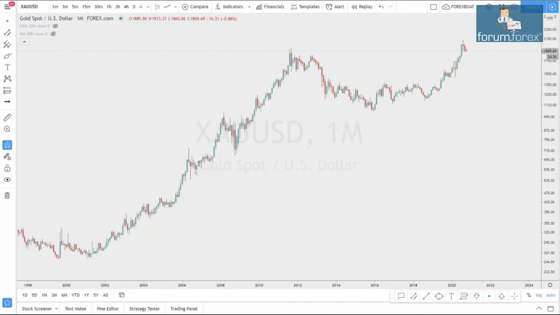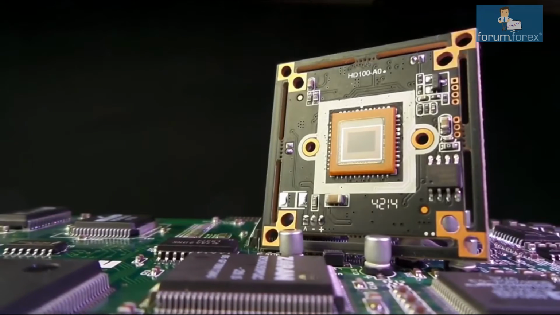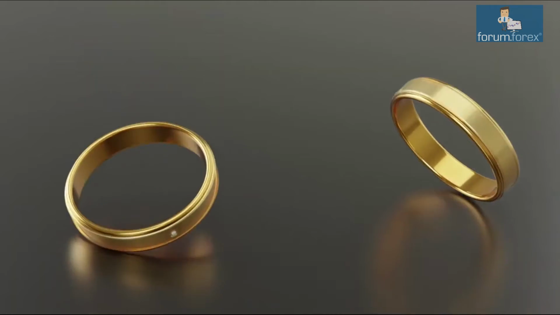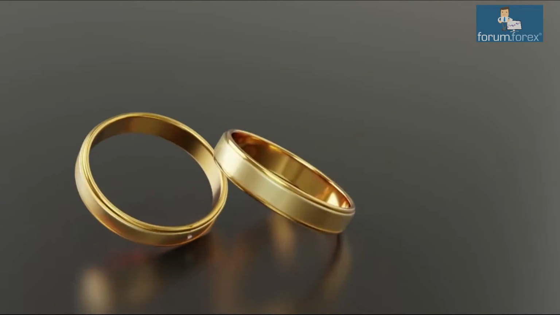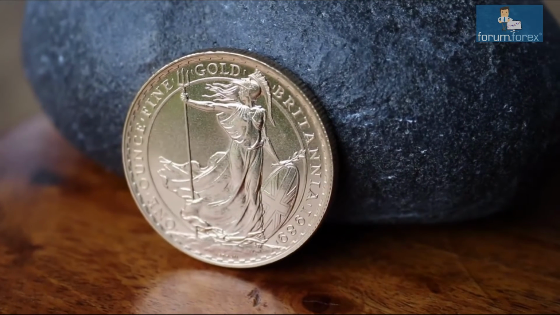Gold is known as a commodity and a store of value. It is used a lot in technologies, it's used as jewelry. There are many cases as to how gold is applied, and historically it's been a store of value, of course.